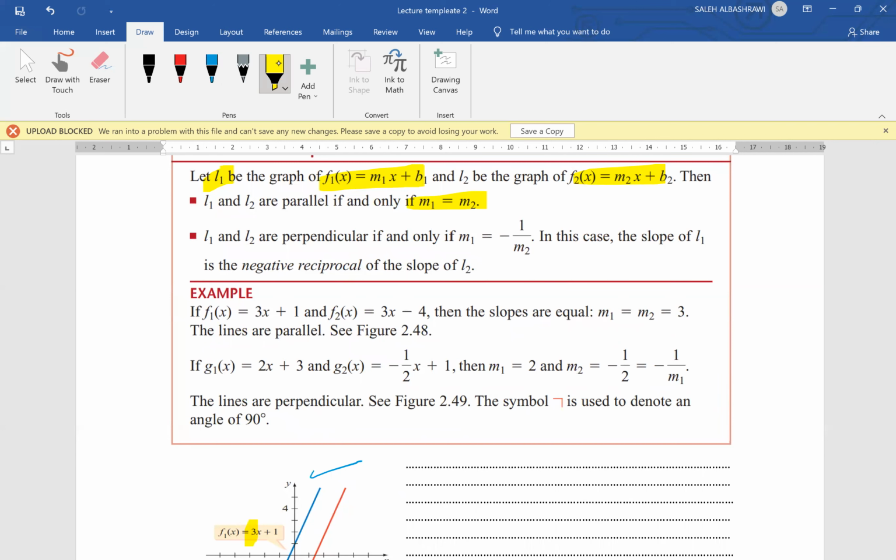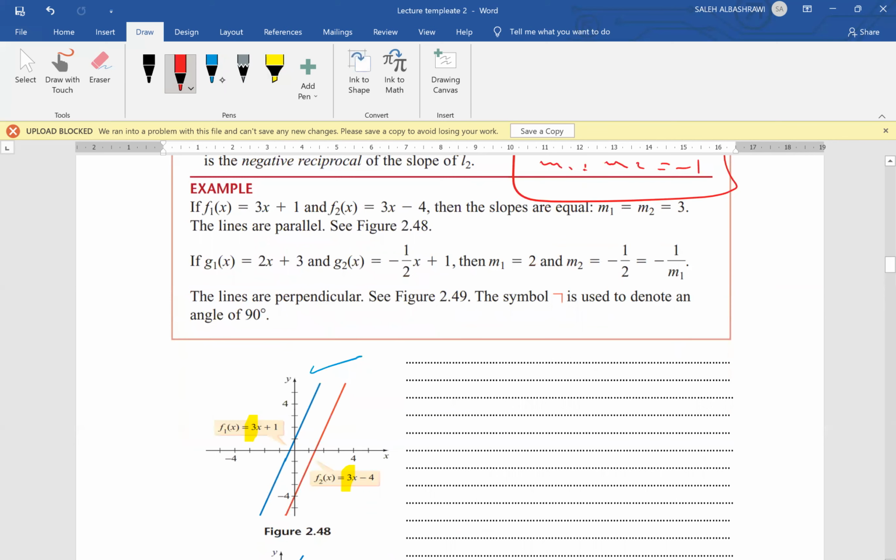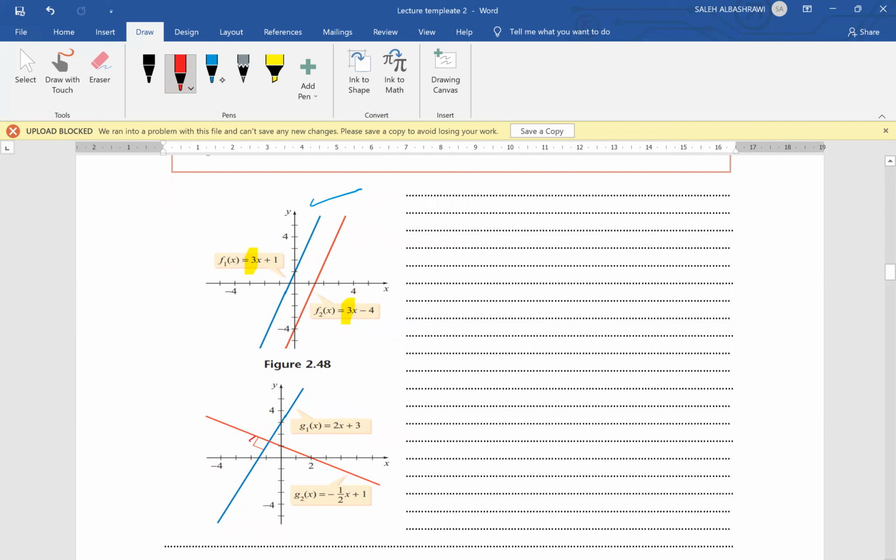Now, if L1 and L2 are perpendicular, we say they are perpendicular if and only if m1 equals minus 1 over m2, or we can say m1 multiplied by m2 equals minus 1. Perpendicular means they make an angle of 90 degrees, a right angle between the two lines. So the angle between the two lines is equal to 90.